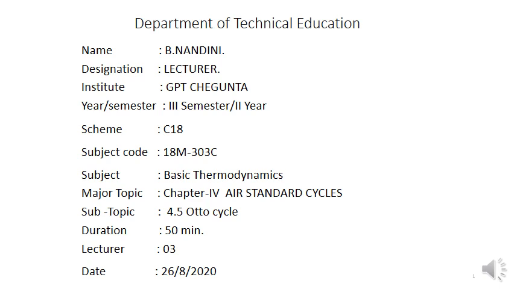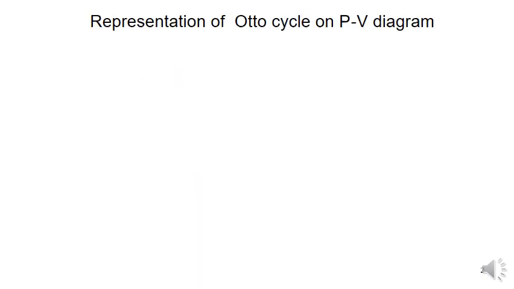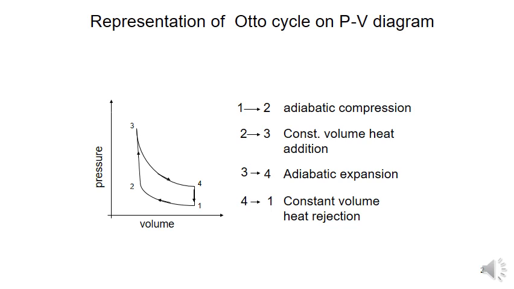So first we will discuss the working principle of an Otto cycle. In yesterday's class I briefly explained the Otto cycle and the sequence of operations in the Otto cycle. Let us recollect what we understood in the last class. So, the representation of the Otto cycle on the PV diagram.